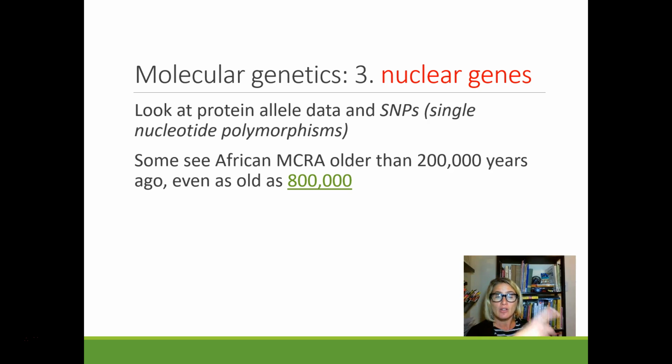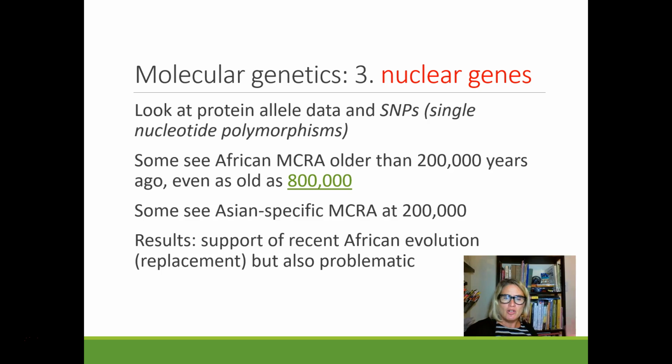And tracing these back, using various mathematical methods, they see an African most common recent ancestor, possibly one older than 200,000 years, maybe even as old as 800,000 years ago. So all of us maybe would have shared this ancestor, based on this data, even further back than the mitochondrial DNA or the Y chromosome has suggested.